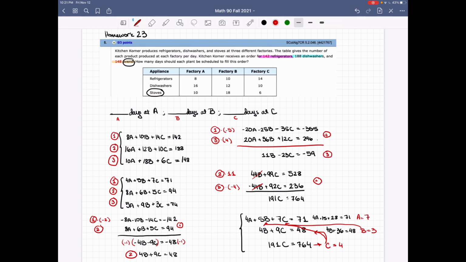So that answers our question. Let's fill in our blanks to finish this problem. 7 days at factory A, 3 days at factory B, and 4 days at factory C is what it takes to produce 142 refrigerators, 188 dishwashers, and 148 ovens.